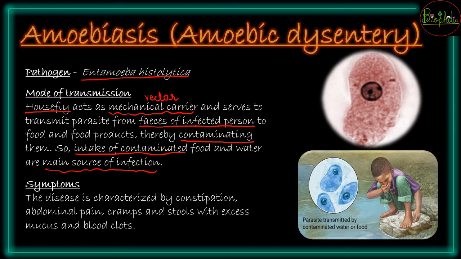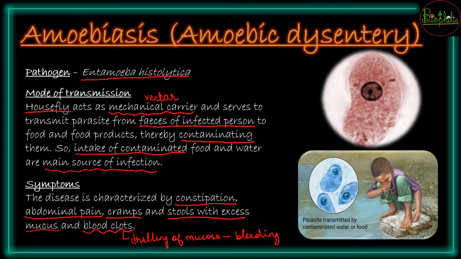Now if someone has amoebiasis, how will you understand it? First of all, you can have some symptoms that give you an idea about amoebiasis. That is, there might be constipation, abdominal pain, cramps, because this Entamoeba histolytica is going to majorly infect the intestines. So whenever there is any sort of infection in the intestines, there might be constipation, abdominal pain, cramps, and stool with excess of mucus and even blood clots, because there will be boring, drilling into the intestinal mucosa. Drilling of mucosa is going to lead to bleeding, and that bleeding is going to result in clots that will be seen in the feces.